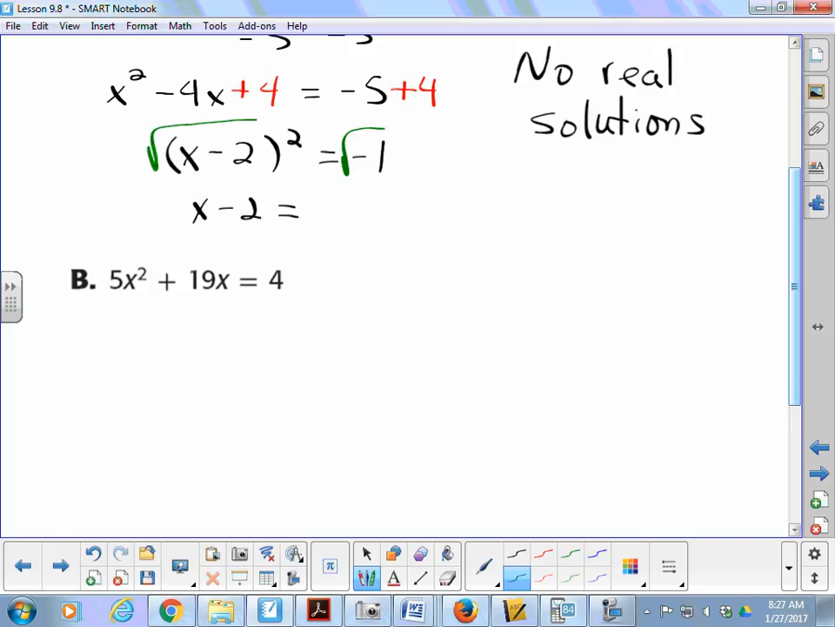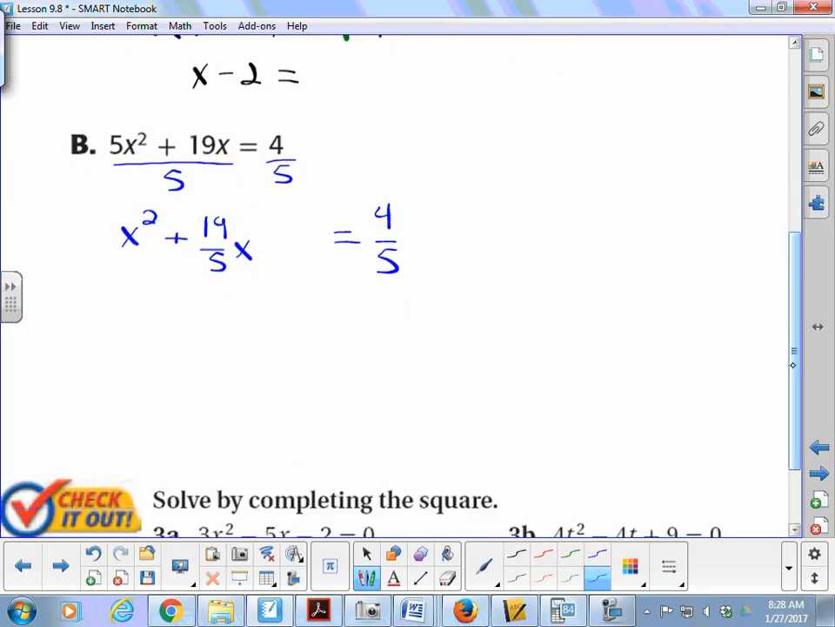So this becomes a little bit more challenging for us. All right, so the first thing we're going to do is divide by the coefficient of x squared. Because we've got to get rid of that, because it has to be just 1x squared for us to be able to complete the square. So we get x squared plus 19 over 5x, leave a space, and we get 4/5. All right, so we're going to be working with fractions. That's okay.